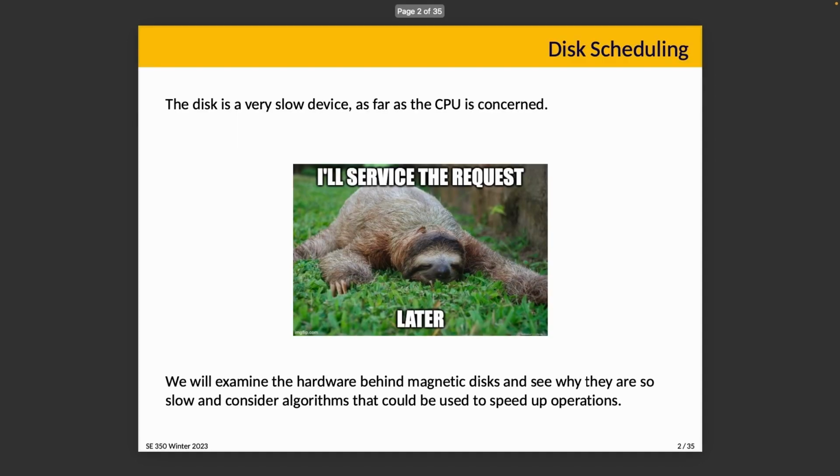You're tired now, I'm sure, of hearing me say it, but the disk is a very slow device as far as the CPU is concerned. I'll get to it eventually, I'll service the request later, but the CPU and the hard drive have very different definitions of later, now don't they? We're going to examine the hardware behind magnetic hard drives and see why they're slow, and consider what we could do to schedule requests so that work gets done in the most efficient way possible.